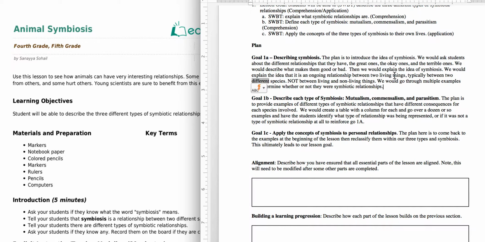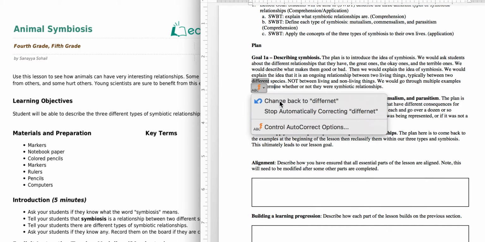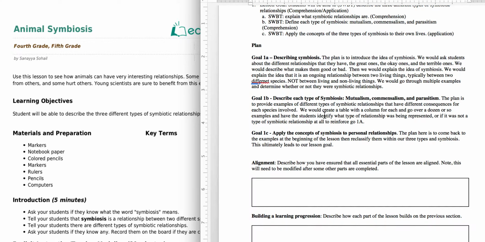The Earth going around the sun is not a symbiotic relationship in the pure sense of the term. My relationship with my desk or my computer is not a symbiotic relationship. We would then go through multiple examples to determine this. I would go through different examples to make sure that they understand the idea.